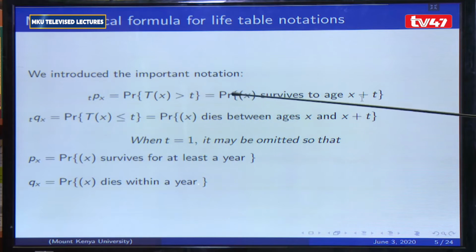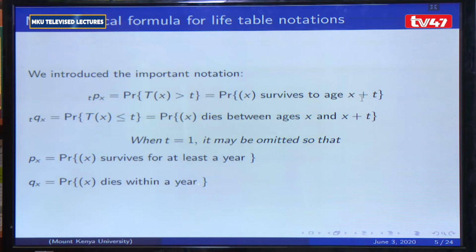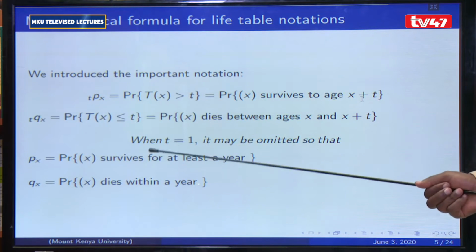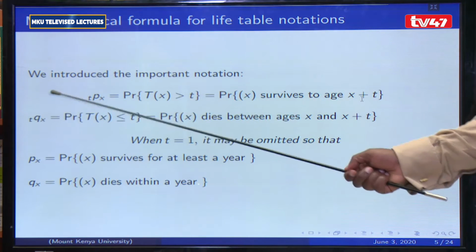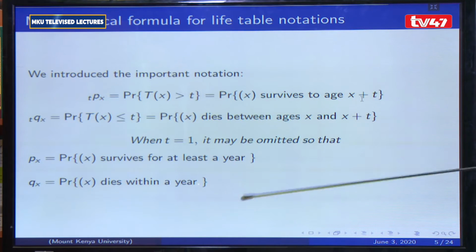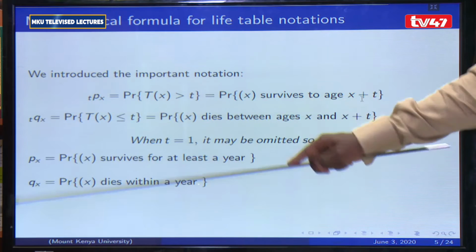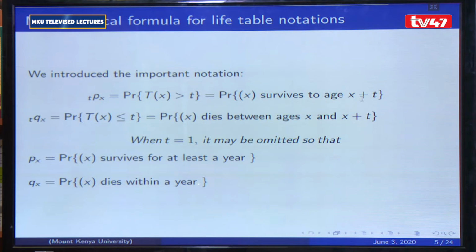So this is simply the probability that a life aged x survives to age x plus t. P denotes the probability of survival, then q will denote the probability of death, the probability that x dies between ages x and x plus n. When t or n is 1, we normally omit it and simply have p subscript x and q subscript x. This is the probability that x survives for at least 1 year, or survives the next 1 year.